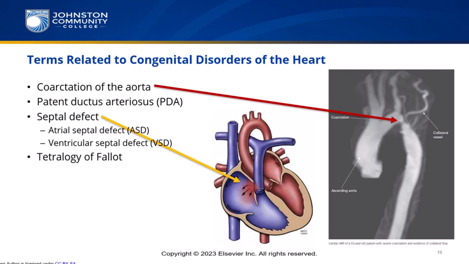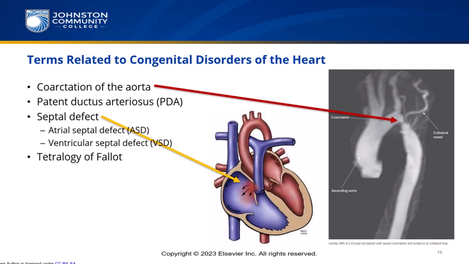Then we have the septal defect, which is any congenital anomaly of the walls between the heart chambers. An atrial septal defect, known as ASD, is a hole in the wall between the upper chambers of the heart. A ventricular septal defect, known as VSD, is a hole in the wall between the lower two chambers of the heart. And then finally we have tetralogy of Fallot.